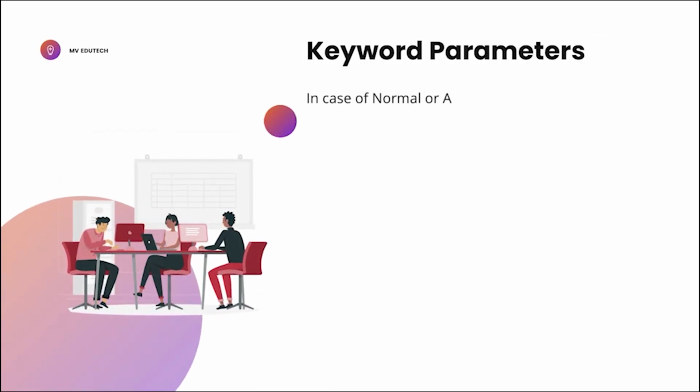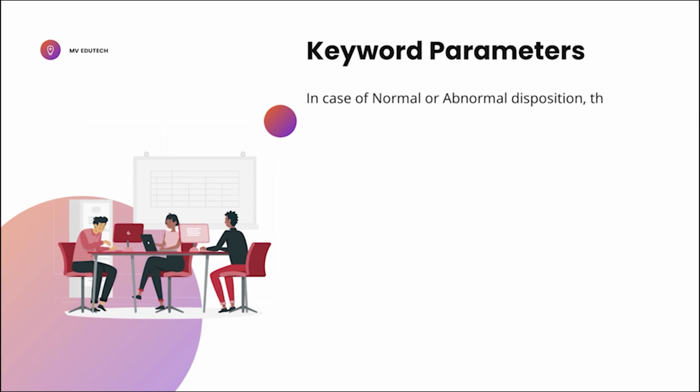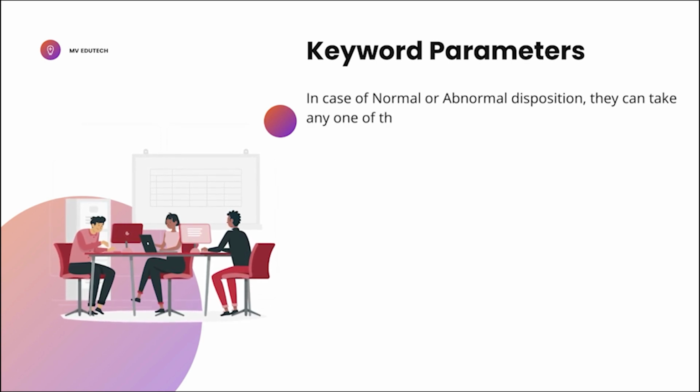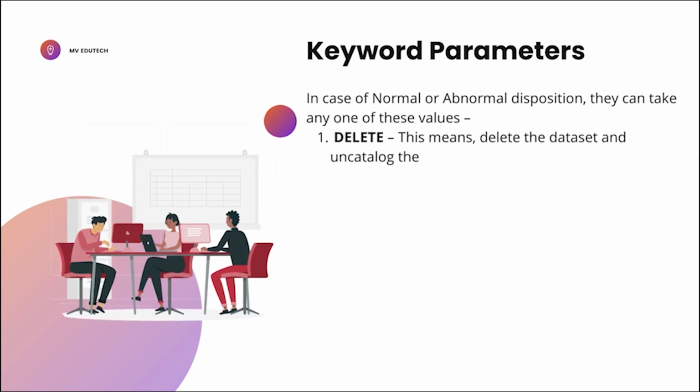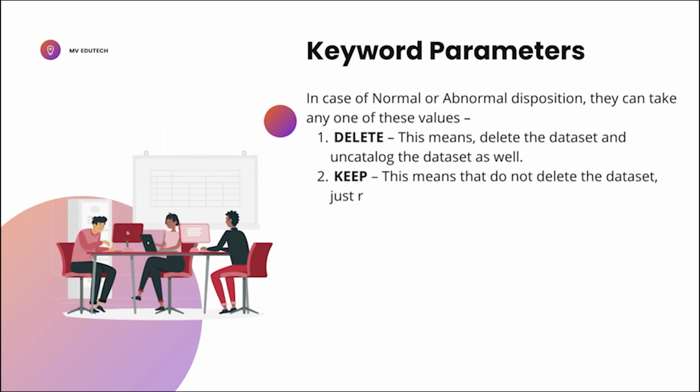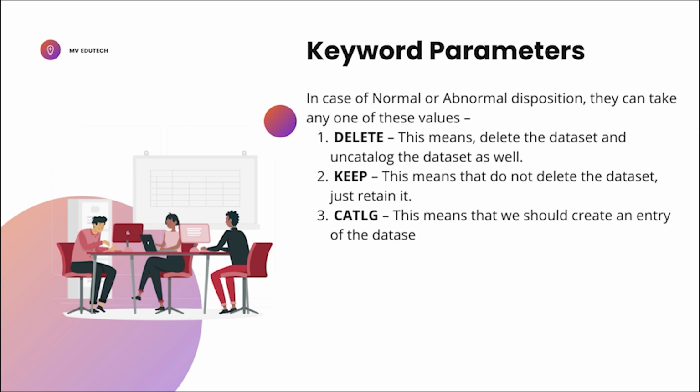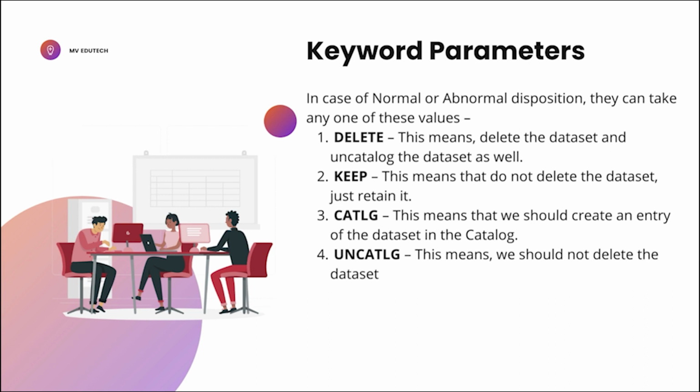In case of normal or abnormal disposition, they can take any one of these values. DELETE, this means delete the dataset and uncatalog the dataset as well. KEEP, this means do not delete the dataset, just retain it. CATLG, this means that we should create an entry of the dataset in the catalog. UNCATLG, this means we should not delete the dataset but we need to uncatalog it.